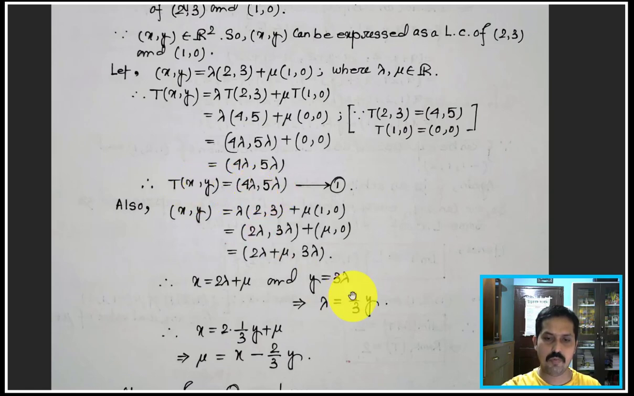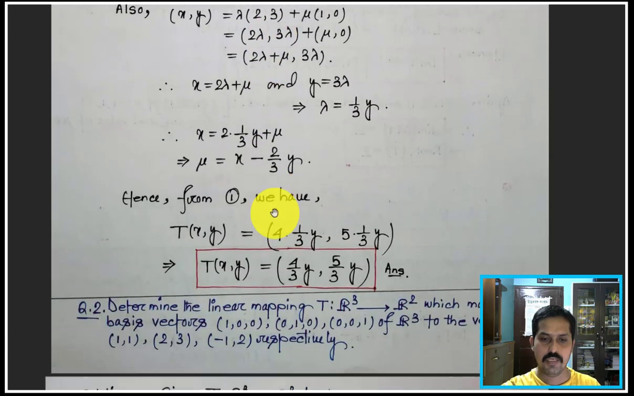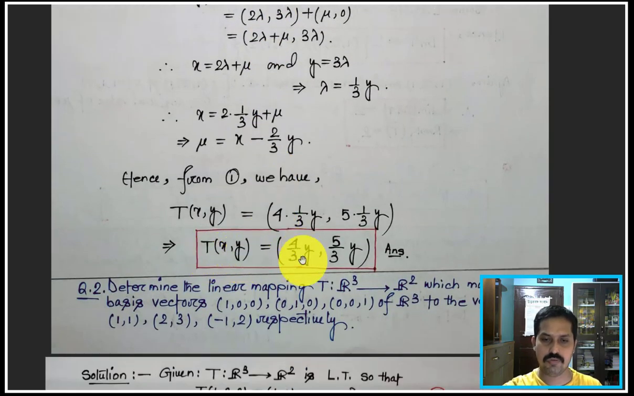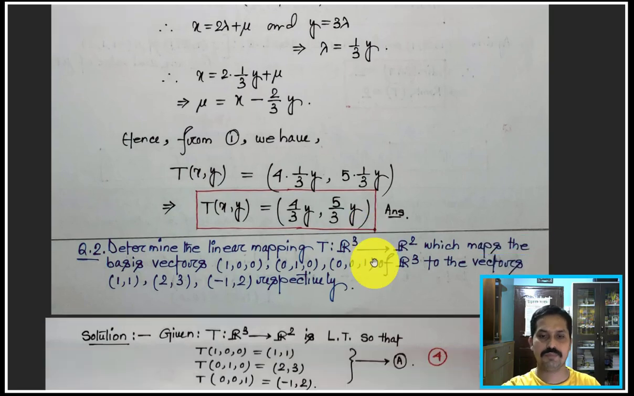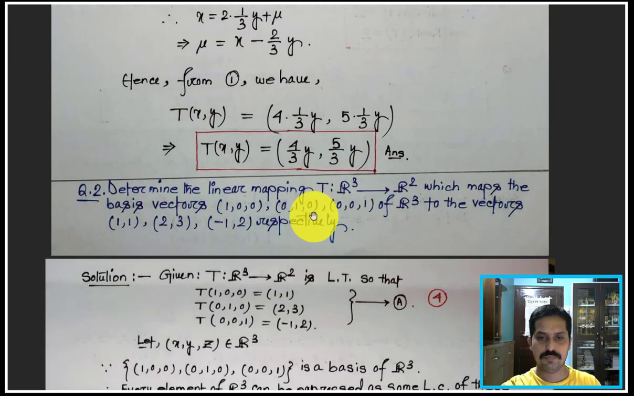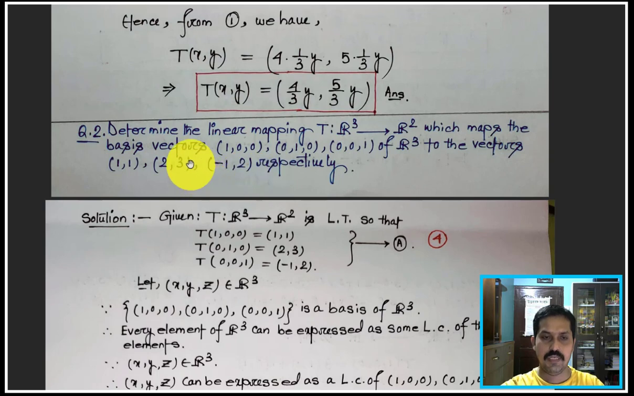Now what is the value of lambda? It is y by 3. So T of (x, y) will be (4y by 3, 5y by 3). So the result is T of (x, y) equals (4y by 3, 5y by 3). So this is our required linear transformation. Quite interesting. Now come to another example.